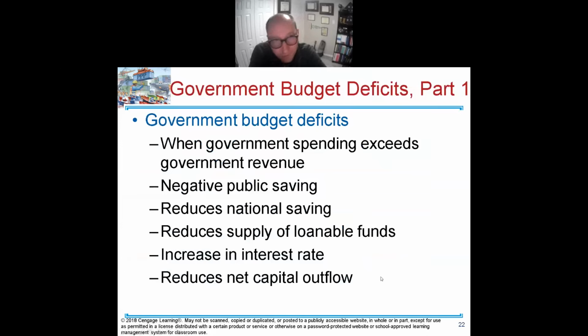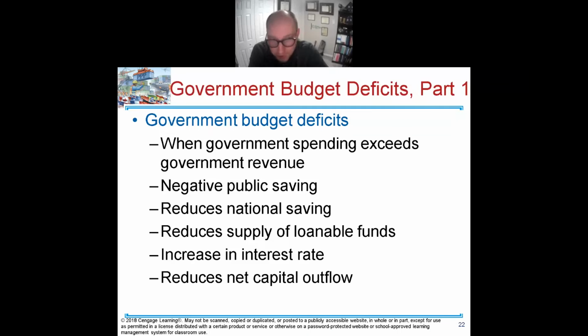Things that impact concepts of loanable funds, things like government budget deficits. Oh man, the United States is so terrible with this. We constantly run a deficit every year, right? It's where the government spending exceeds the government revenue. We spend more than we take in. That's called the deficit. Okay?